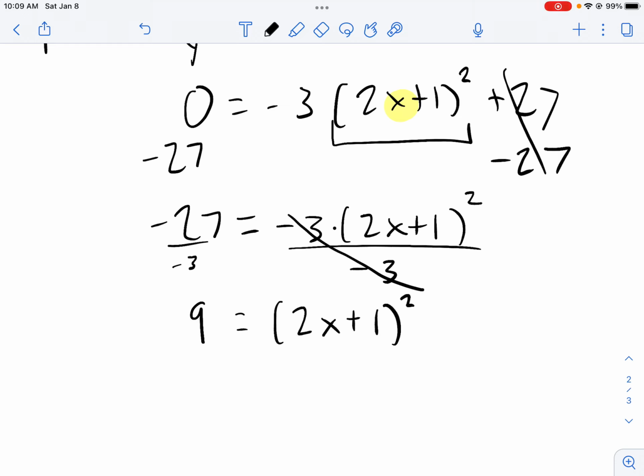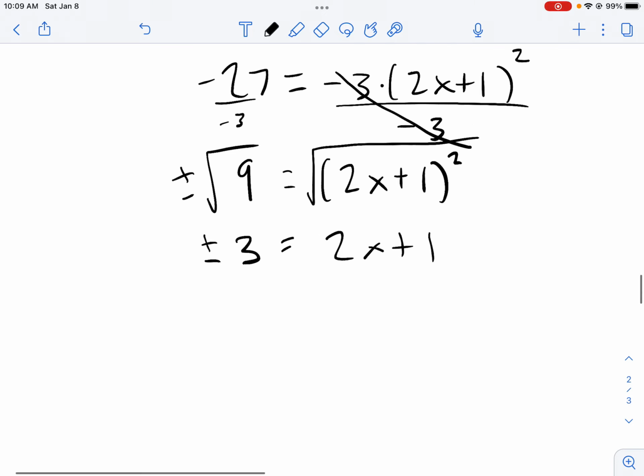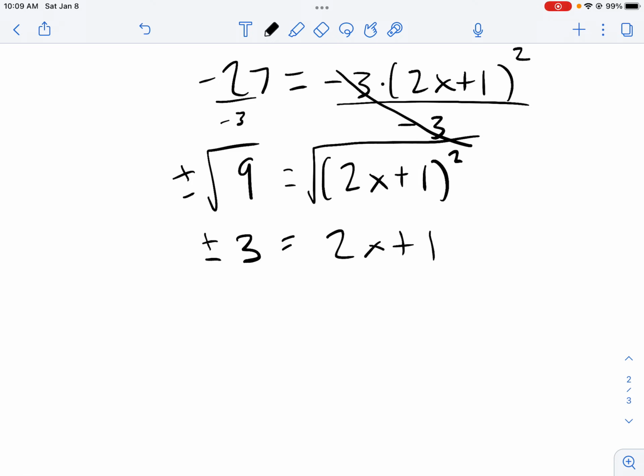Now your squares alone, take your square root. Remember your plus and minus, very important. And we get a plus or minus. The square root of 9 is just 3. Right, 9 is 3 and 3, one of them comes out. And the square and square root undo each other. And then from there, solve for x.